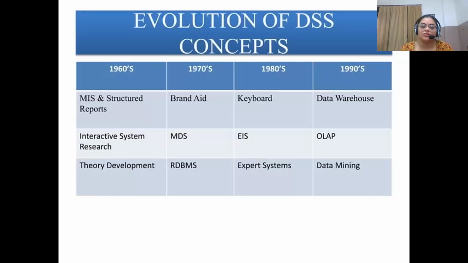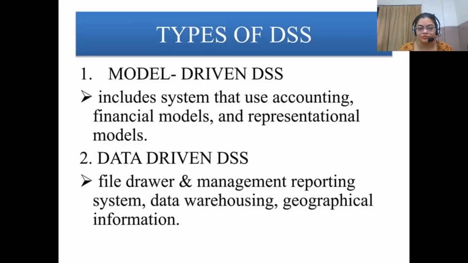MIS and structured reports in the 1960s. In the 1970s those structured reports were converted into briefcase aid, in the 1980s into keyboard, and in the 1990s into data warehouses. After that, interactive system research we can call MDS, EIS, OLAP. In theory development we can say RDBMS, expert systems and data mining. So these are the evolution of DSS over the time period.